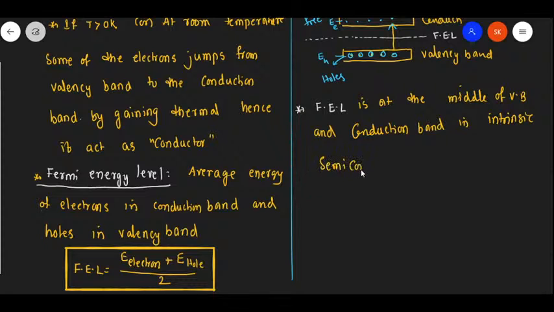Semiconductors are two types. One is intrinsic semiconductor and the other one is what? Do you know? Can anyone write the name of the other one? Write in the chat box, students. What is the name of the other one?